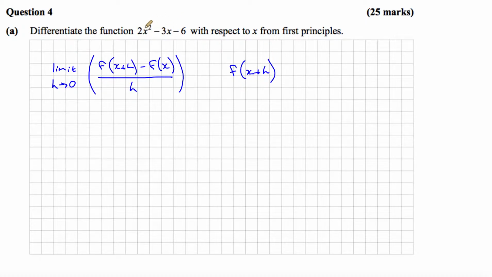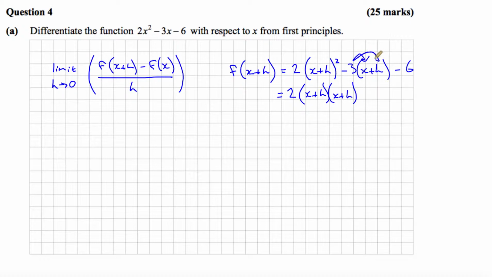Well, the function f of x is 2x squared minus 3x minus 6, so f of x plus h will be replacing these x's with x plus h. So that's going to give me 2 bracket x plus h squared minus 3 bracket x plus h minus 6. That's going to give me 2 bracket x plus h squared, which is x plus h by itself, minus 3 gets multiplied by each of these, so that'll give me minus 3x minus 3h, minus 6 still there at the end.